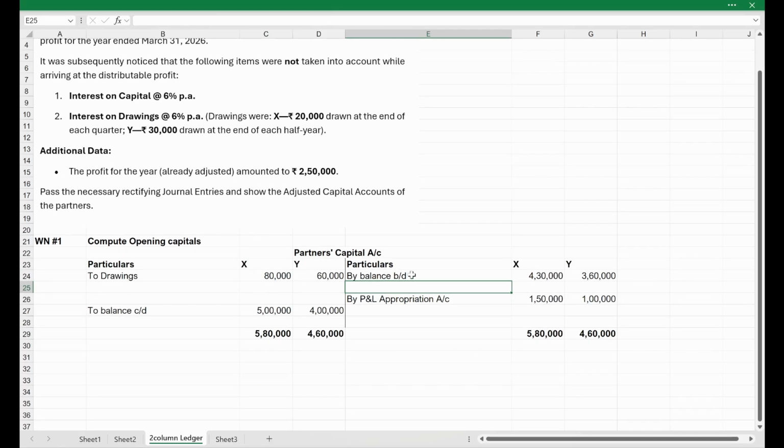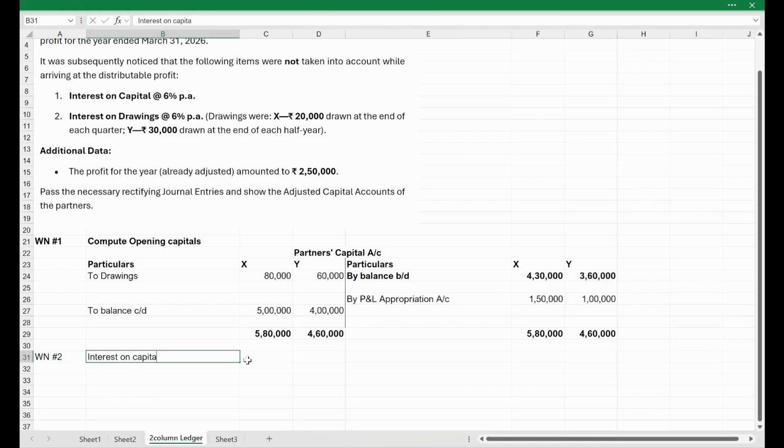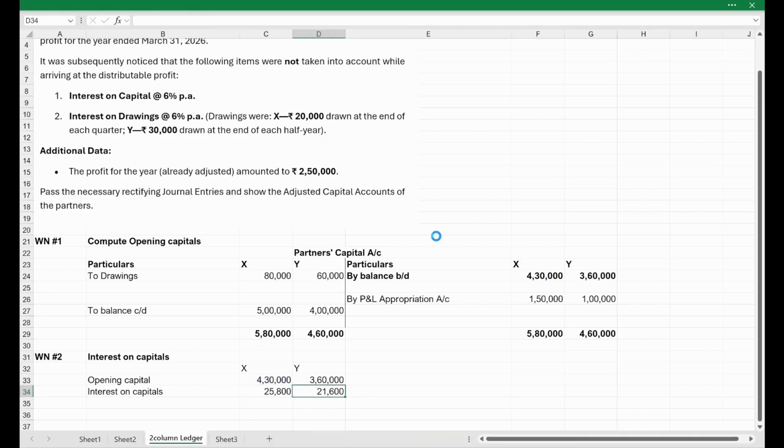So step number 1, we found out what is opening capitals. Now from this, let us go to step number 2. What is interest on capitals? Now the capital of X and capital of Y. Opening capital of X is 4,30,000 and the opening capital of Y is 3,60,000. What is the rate of interest on capital? 6% per annum. Therefore, interest on capitals is 6% of 4,30,000 and 6% of 3,60,000. This is the opening capital.